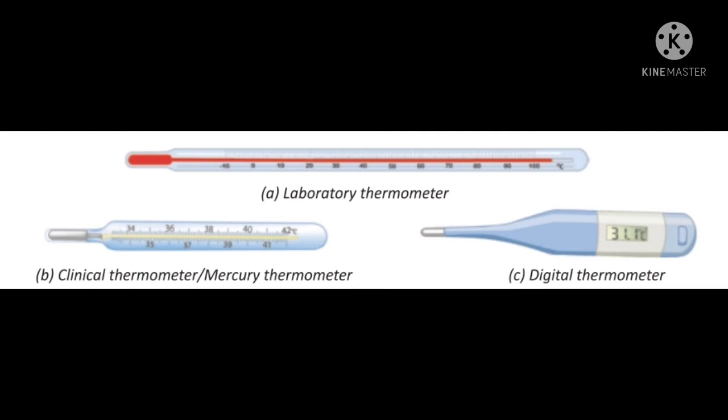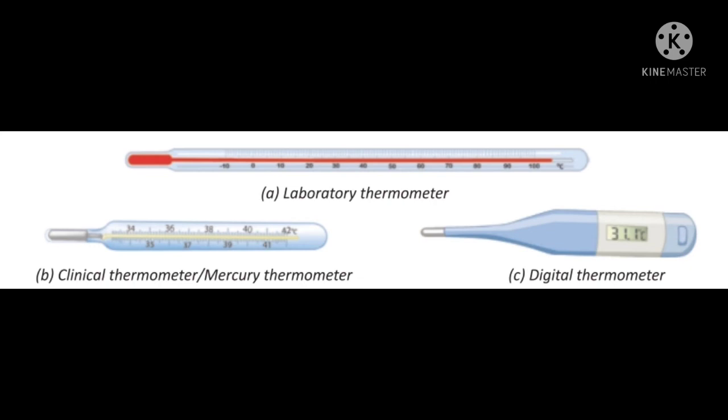Next, we have learnt two characteristic features of a mercury clinical thermometer. The first one, there is a little arrow showing the normal body temperature. What is the normal body temperature for a human being? That is 98.4 or 98.6 degree Fahrenheit. This is the first characteristic feature. The second characteristic feature is that there is a constriction or kink in the tube near the bulb.